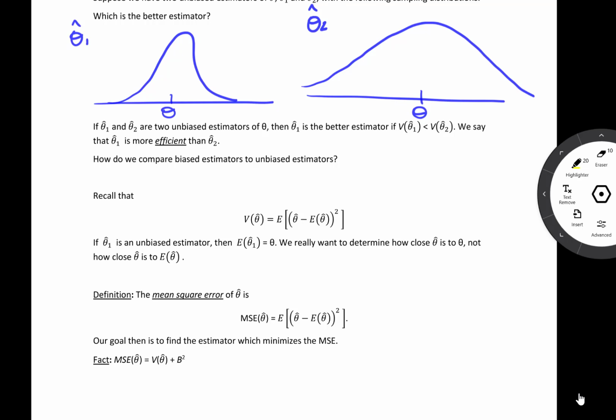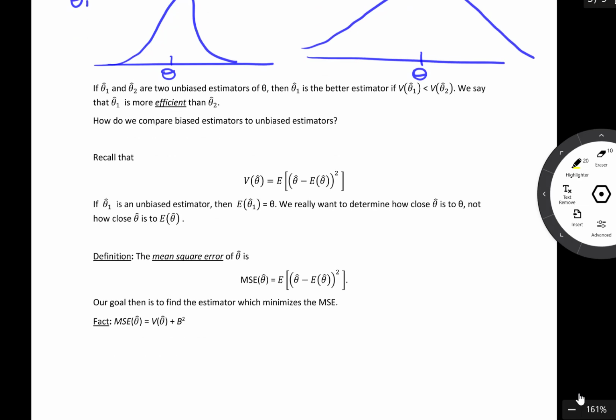So how do we compare biased estimators to unbiased estimators? Well, recall the following. Here we have the definition of the variance of theta hat. If theta hat 1 is an unbiased estimator, we know that the expected value of theta hat 1 is equal to theta. And what we really want to do is determine how close theta hat is to theta, not how close theta hat is to the expected value of theta hat. So we define here what we call the mean squared error. The mean squared error is going to be equal to the expected value of theta hat minus the expected value of theta hat squared.